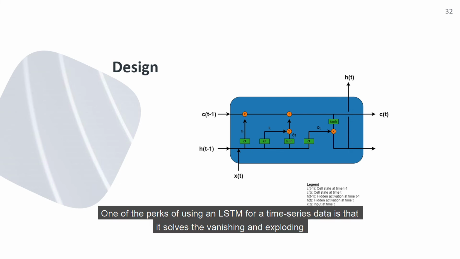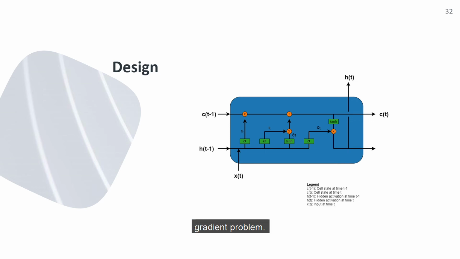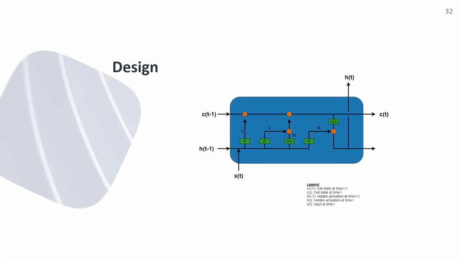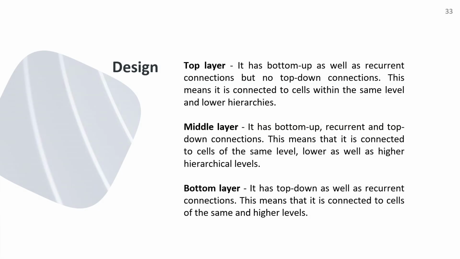One of the perks of using an LSTM for time series data is that it solves the vanishing and exploding gradient problem. Hence, we can be sure that the weights will not get too large or too small in training.